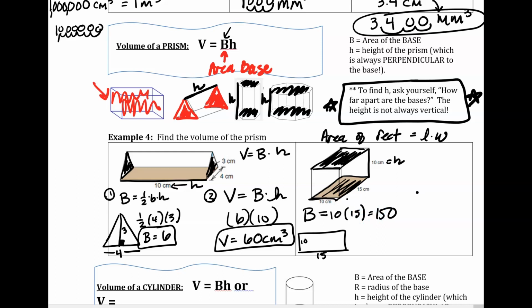Next, I'm going to come over and do the volume. So volume equals area of the base times the height. The area of the base is 150, times the height of the figure, which we said was 10. So we're essentially just adding a 0 to 150, so 1500, and that's going to be in cubic centimeters.